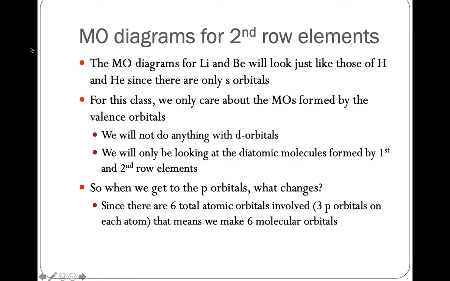The biggest thing is that previously, when we had just hydrogen and helium, each atom only had 1 atomic orbital, right? They just had the 1s. But if we start including p orbitals, there's many more. Each atom has 3 p orbitals in that second energy level, which means there's actually going to be 6 total molecular orbitals that we make in the middle. So there's a lot more going on in the MO diagram of the P block than there was previously in the S block examples that we've looked at so far.